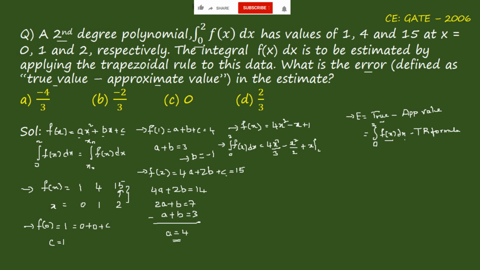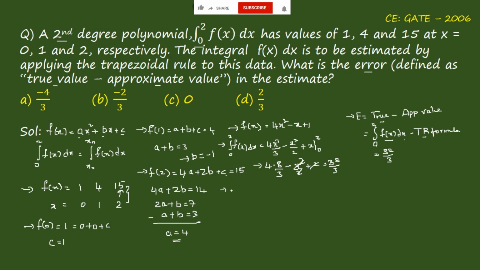It is from 0 to 2, right? So just substitute the values here, then we get 4 into 2 cube 8 by 3 minus 4 by 2 plus 2, right? Goes one in 2, and minus 2 plus 2 get cancelled. So the value becomes 32 by 3. So the true value is nothing but 32 by 3. We got it, right? Now we have to use the trapezoidal rule formula to find the approximate value, right?